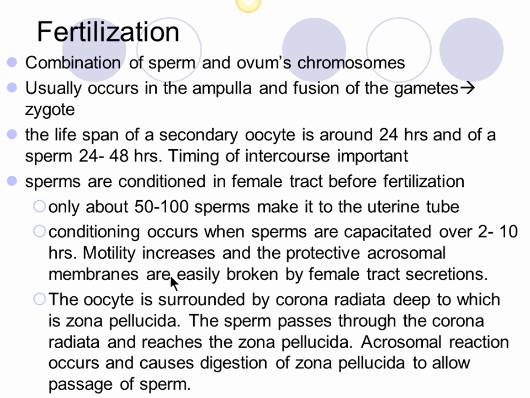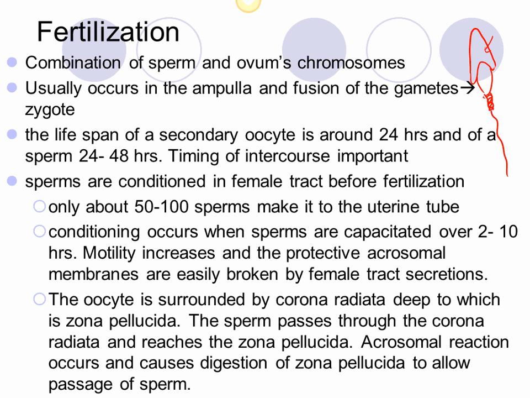The sperm has a head part like that, and this is a little cap, and let's say that's the head. Then here is the neck, and this is the tail. This part of the head is known as the acrosome. Here, the protective acrosomal membranes get broken by enzymes produced in the female genital tract.